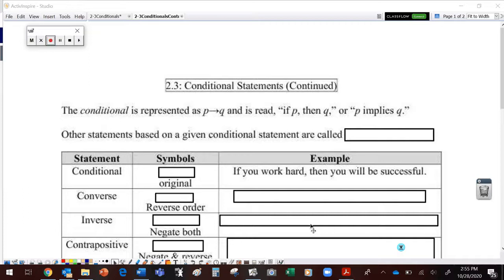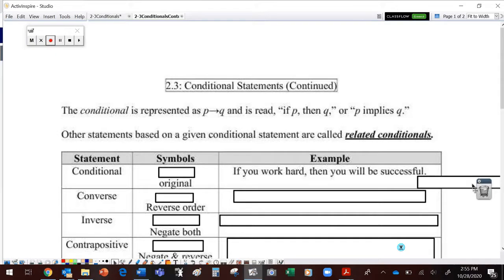Last time we were together, we were looking at conditional statements, and a conditional statement is written as P arrow Q, and we read it if P then Q, or P implies Q. Now we're going to take another look at these today, but we're going to add some other statements that are based on that original conditional statement. And the ones that are based on that original conditional statement are called related conditionals.